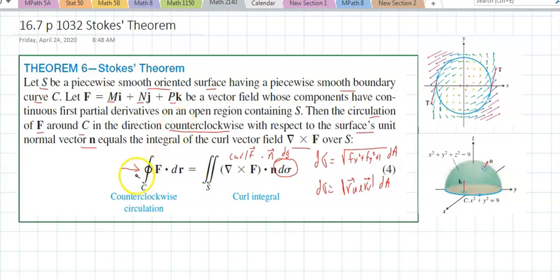We took the closed integral around C of F dot dr, and we got it to be this, except we were doing it in 2 dimensions. F actually consisted of only M and N. Now we're doing that in 3 dimensions. So Stokes' theorem is Green's theorem extended to 3 dimensions, and everything matches.